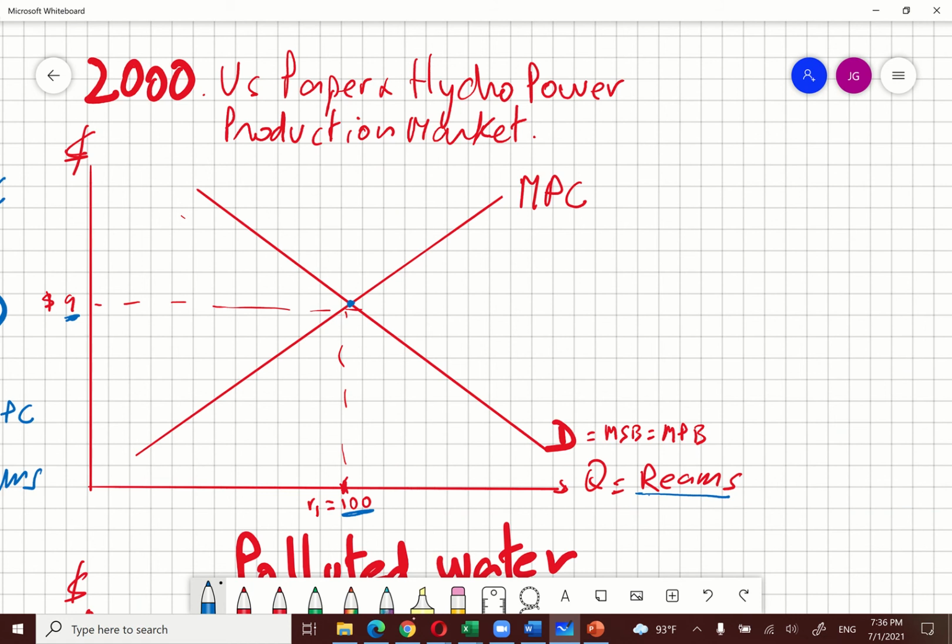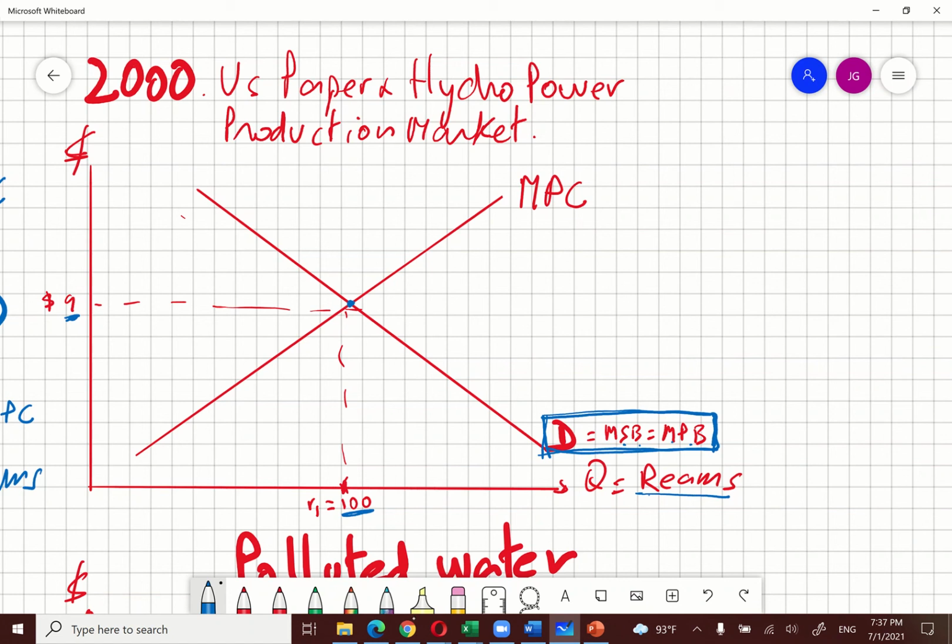At this $9 unit and 100, let's say on the demand side, everybody's happy, right? The marginal social benefit equals marginal social cost, here where I'm drawing. However, on the cost side, everything is not the same.